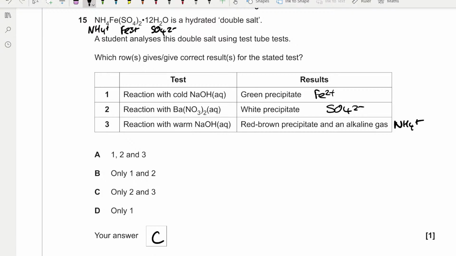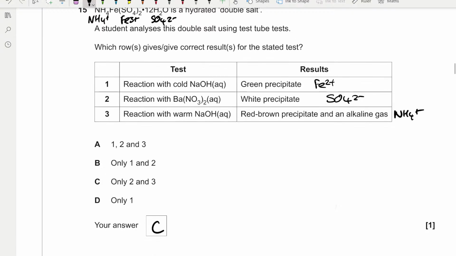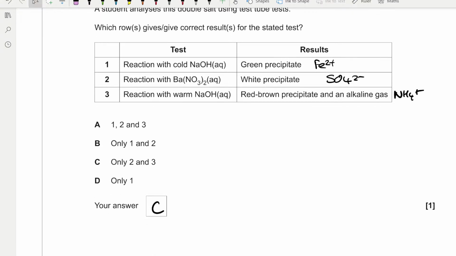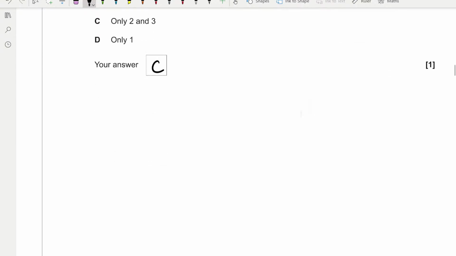So we get answer C because only 2 and 3 are correct. Because we do have SO4 2-, we do have NH4+, we do not have Fe2+.